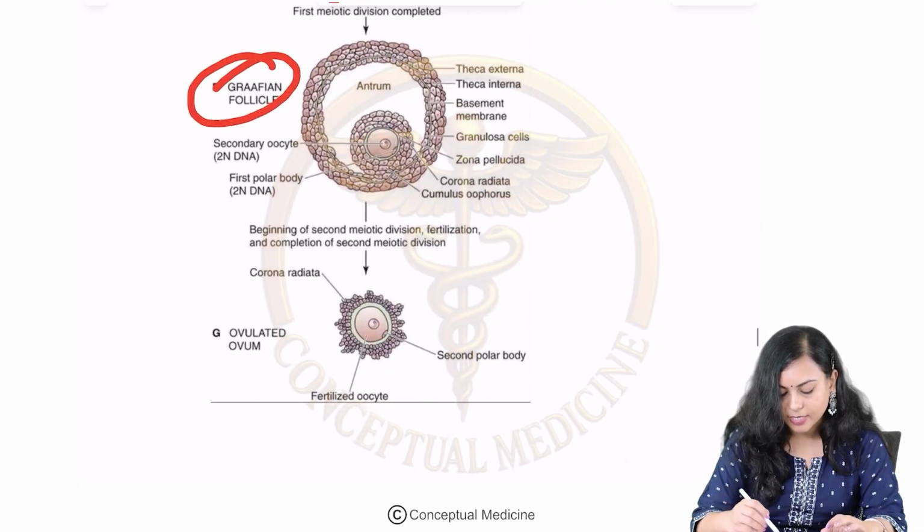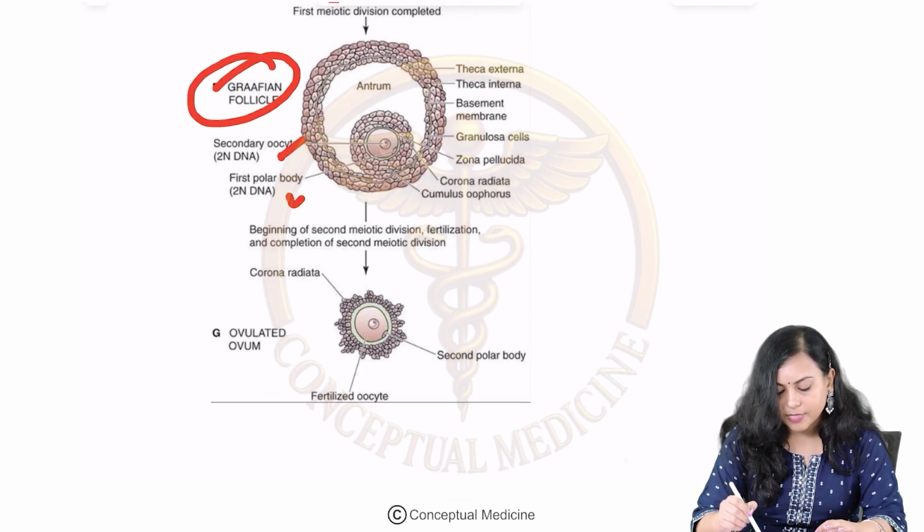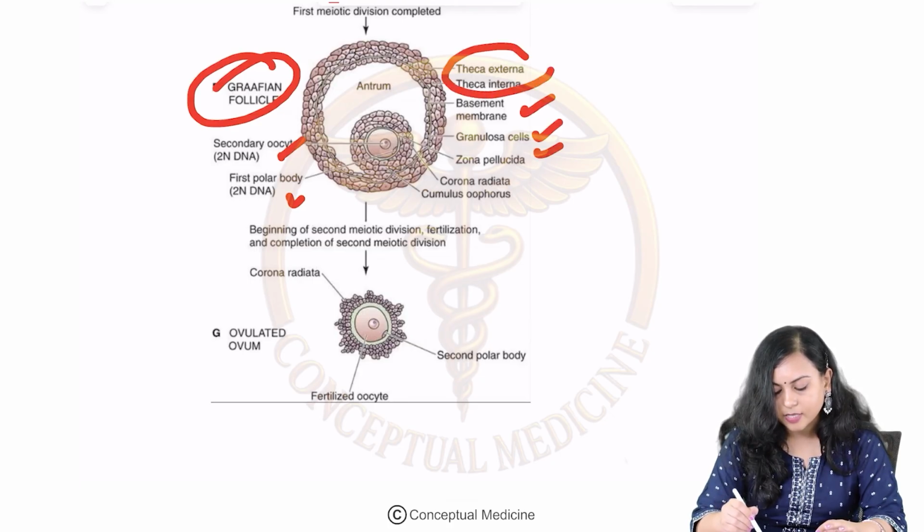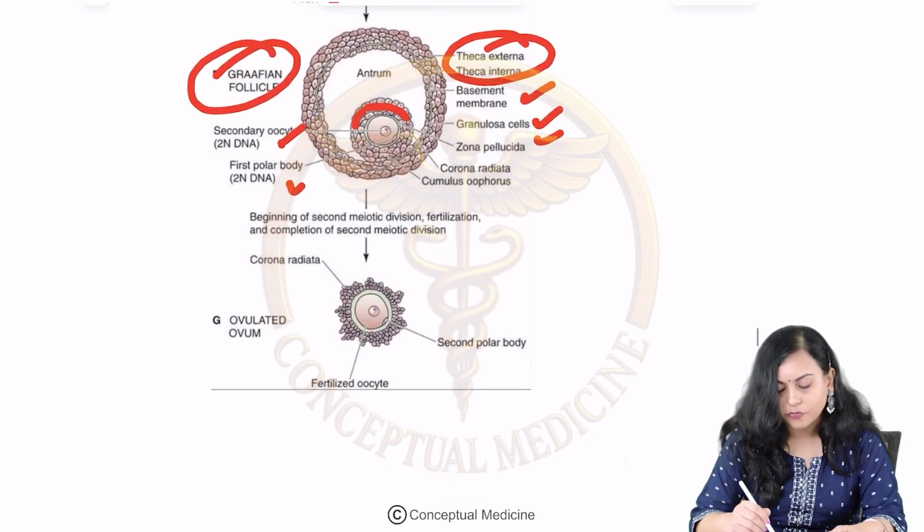Next comes the Graafian follicle. This contains the most matured secondary oocyte and the first polar body. And you have the basement membrane, zona pellucida, the granulosa cells surrounding it, and the theca interna and theca externa layers. Corona radiata is generally the cells that surround the secondary oocyte, whereas cumulus oophorus is the layer of granulosa cells that attaches the secondary oocyte to the wall of the Graafian follicle.